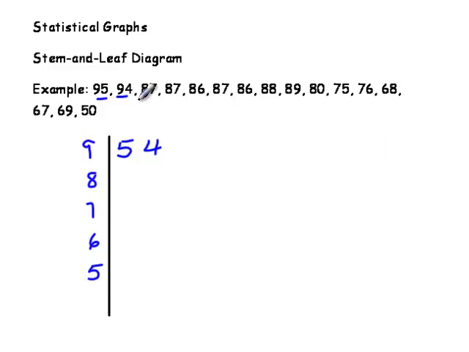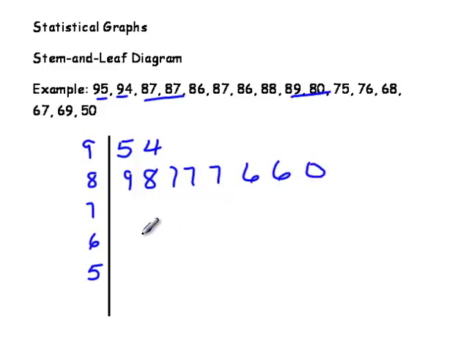Now we do the same thing for the 80s. Got a lot of those. There's 8 of those. So it appears that 89 is the largest. And then we have a score of 88. We have 3 scores of 87, 2 scores of 86, and an 80.